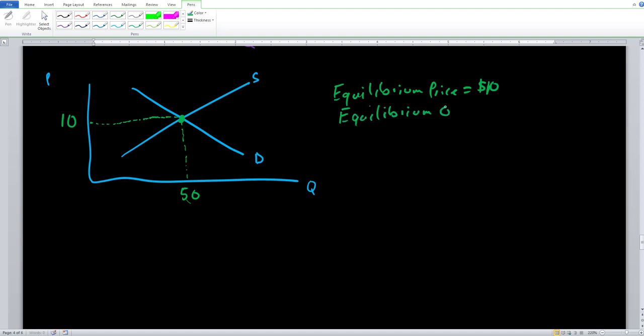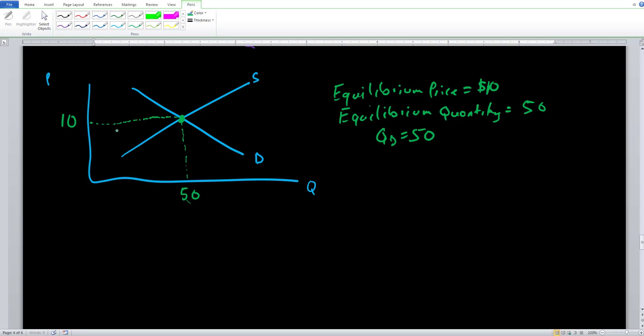Equilibrium quantity is equal to 50. So 50 units of this good. And why is this? Because remember that every single point on the demand curve and every single point on the supply curve correlates to a quantity supplied and quantity demanded. At a price of $10, we hit the demand curve, we go straight down. That is a quantity demanded equal to 50.